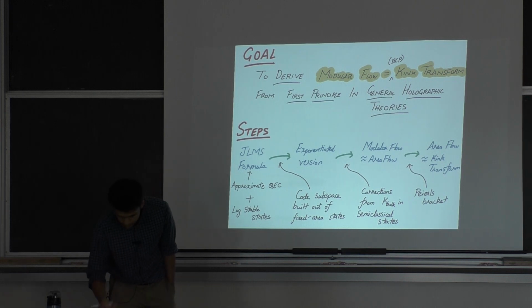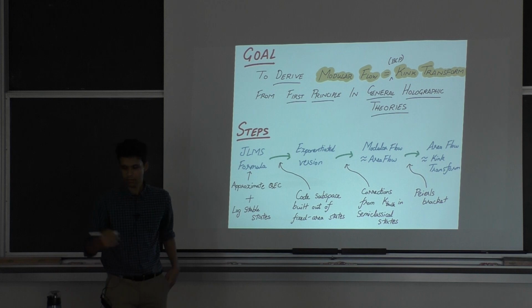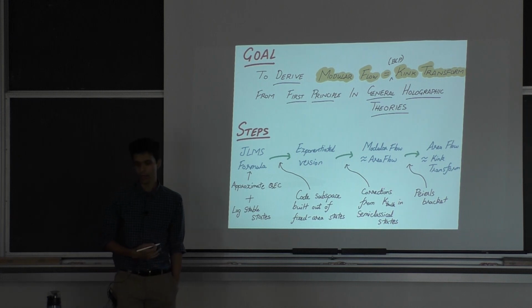We will get this by building out this code subspace from fixed area states. I'll say a little bit more about it when I talk about that part. Once you have this exponentiated version, then it's similar to what Ying was saying, which was you have modular flow, which is given by an area term plus like a bulk term. And we want to argue that the modular flow is well approximated by the area flow. And this is not in general true, so I'll tell you about when that approximation works.